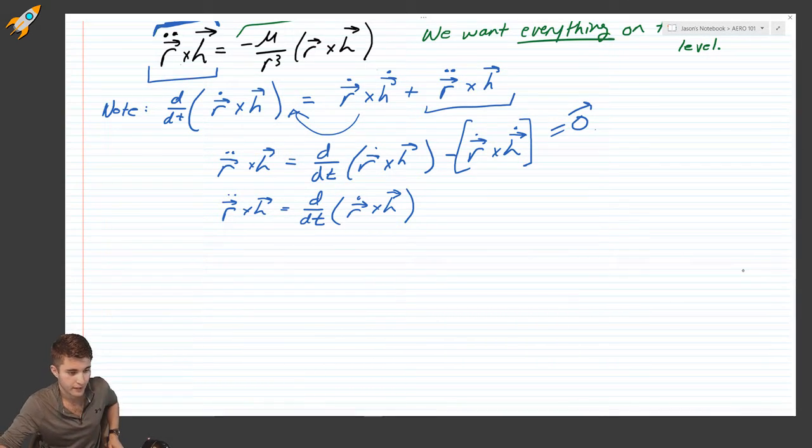Or scalars, yeah. I mean, I'm even talking about just vector notation too. But I don't want any derivatives unless everything is a derivative on the same level.